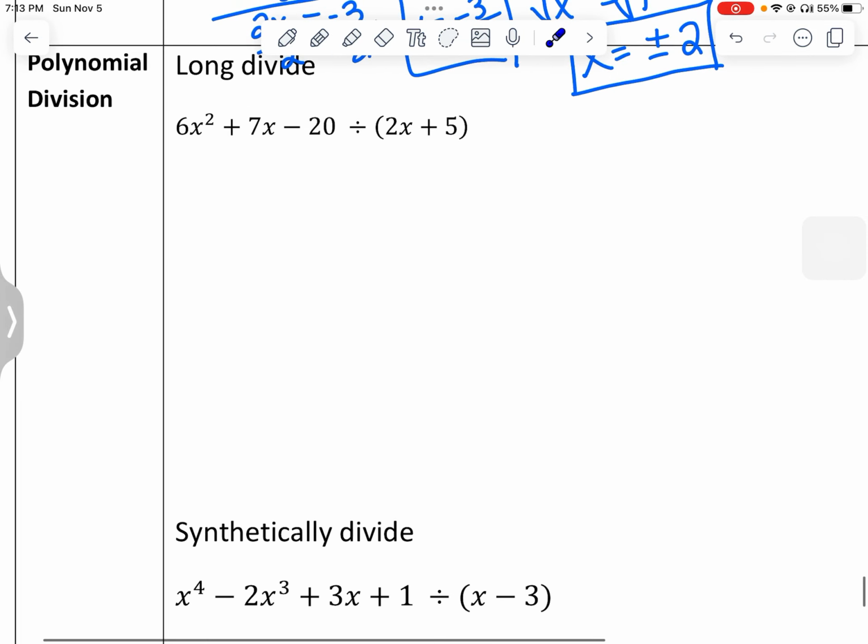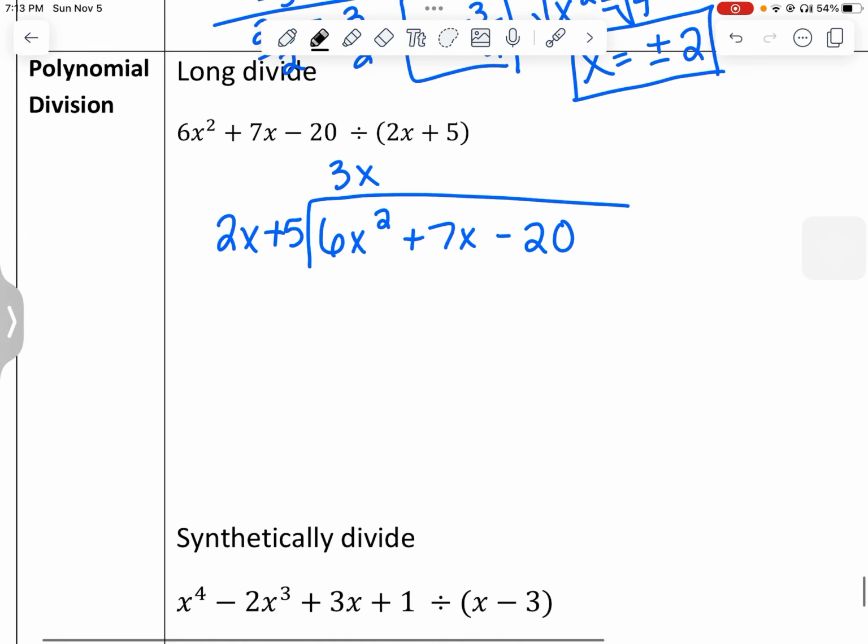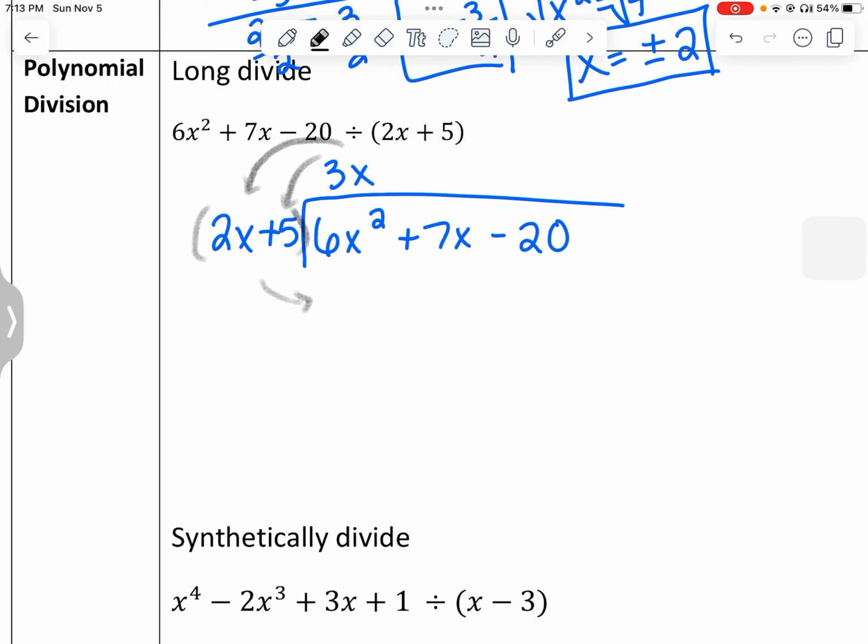So to do long division, we set it up like this, 6x squared plus 7x minus 20. And then we do divided by 2x plus 5. And then we have to see how many times 2x fits into 6x squared, or what do we have to multiply up here by 2x to make 6x squared? And that would be a 3x. And then we go ahead and we multiply this through, but we have to multiply it to both terms, and then we put that here. So we do 3x times 2x is 6x squared, and then 3x times 5 is 15x, positive 15x.